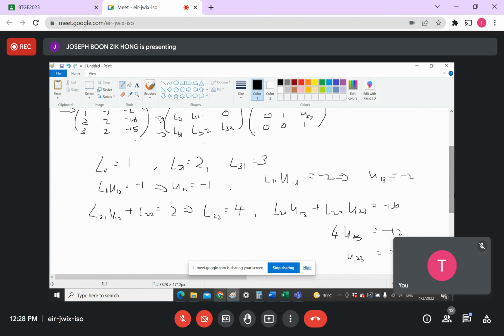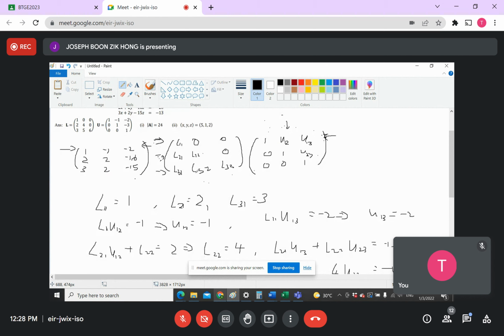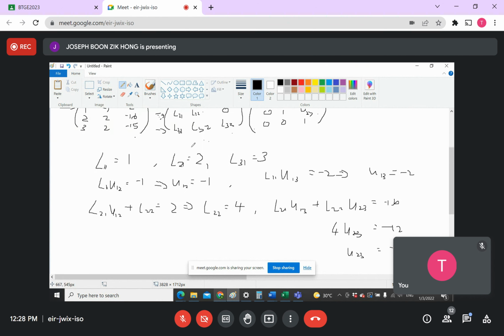So U is done already. Now left the L. L32 and L33 are not yet done. So maybe I take the third row times the second column. This one.